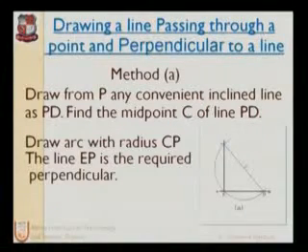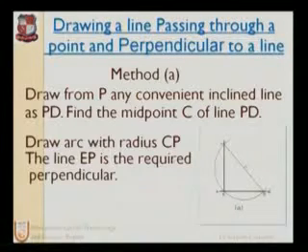Let's take method A. Method A: from any convenient point P, draw an inclined line PD. Find the midpoint C of the line PD. So here is the line AB, which is the given line, and a point P, which is the given point. So we need to create, from P, a perpendicular line to AB. So first draw an inclined line of any suitable length, which can be represented as PD.